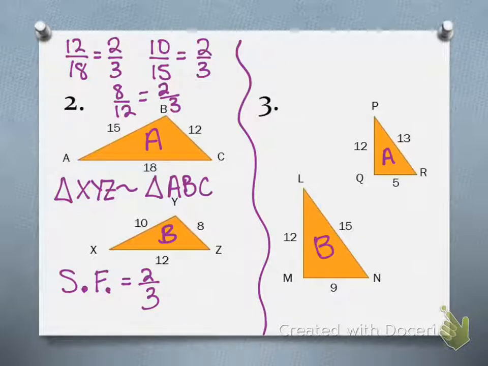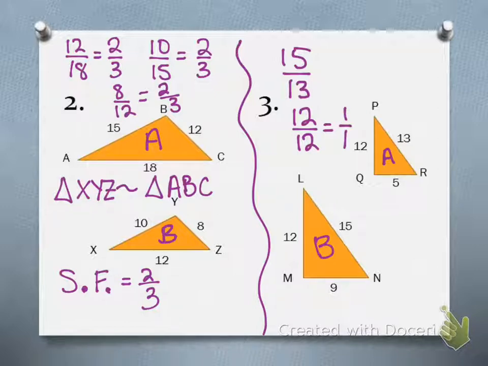Same process on number 3. Longest side of B is 15 over longest side of A, 13. Is that going to reduce? No. Okay, so let's just leave that alone for a minute. We'll think about that. What about the next longest side? 12 compared to 12. Okay. What does that reduce to? 1, or 1 over 1.